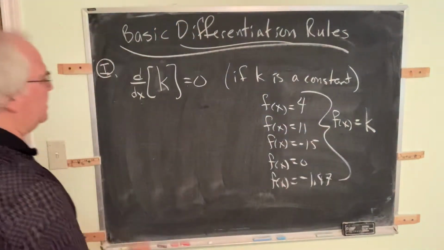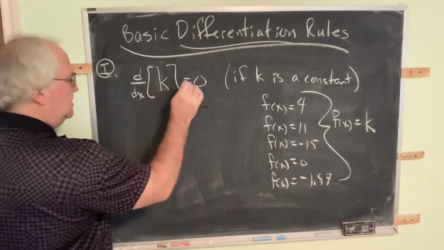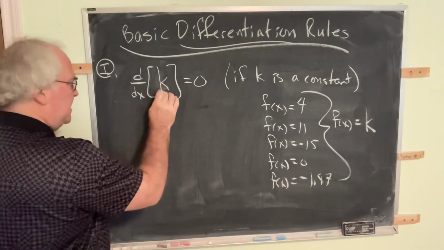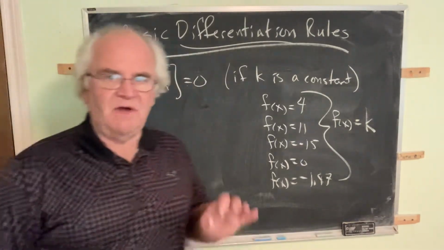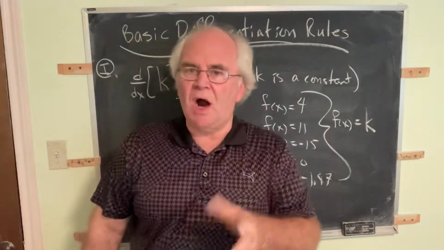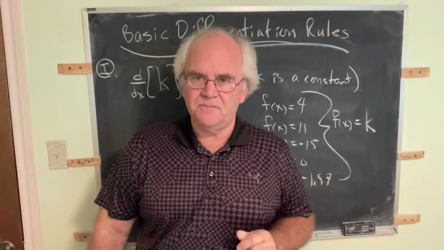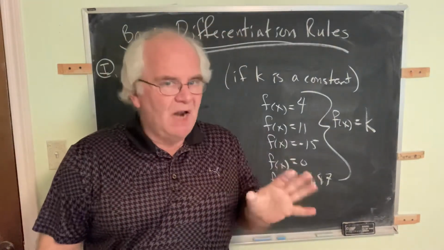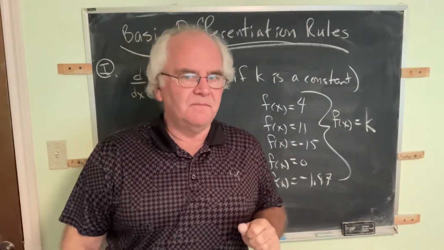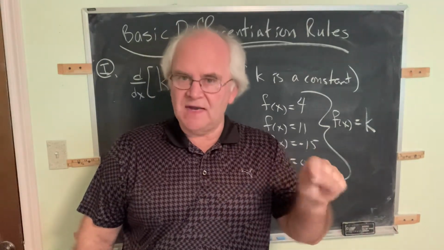And so what we're saying here is the derivative of a constant is 0. Now, you've got to be on your toes. Some of these properties are very similar to the limit properties that we learned. Some of them are not as similar. The limit of a constant is the constant.